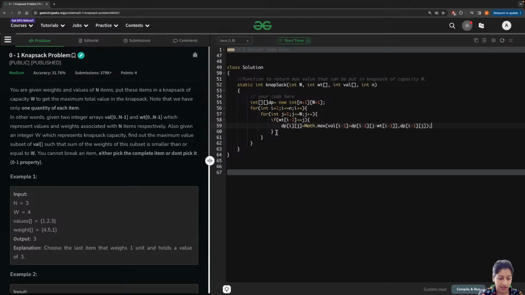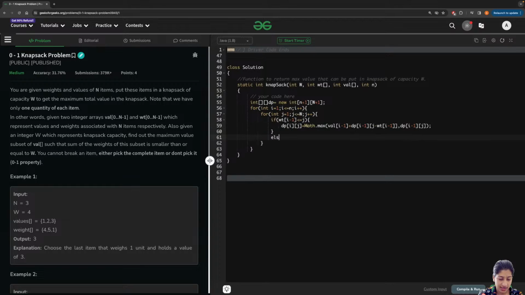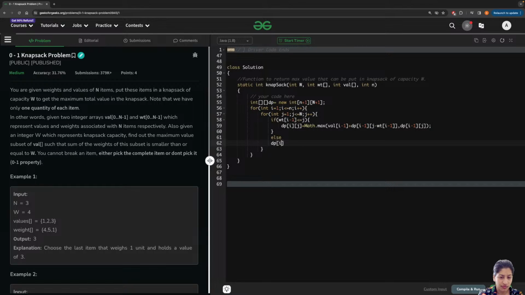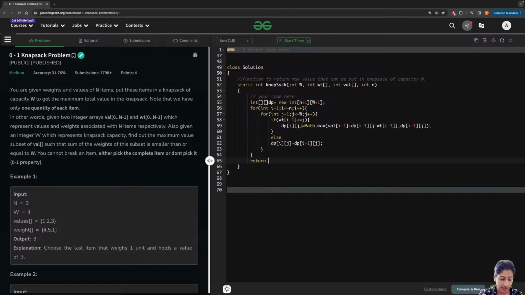Otherwise you go to the else case, and the profit will be by not selecting, because somehow you are not able to take that weight, so the profit will be the profit you generated from the i minus 1th row and jth column. Finally you return your last cell, DP of n w.